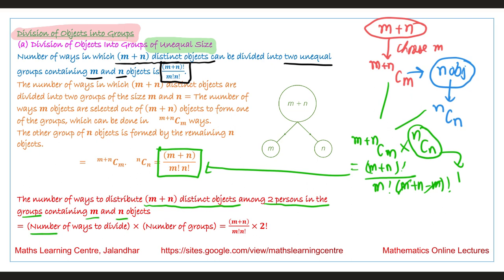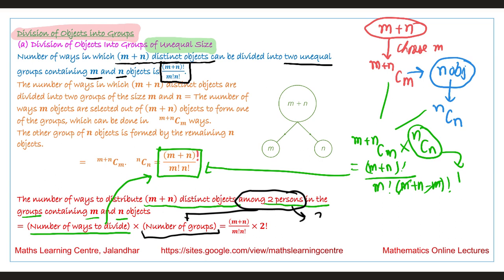So the number of ways to divide, that we have already seen, is m plus n factorial divided by m factorial into n factorial. This is, we have factorial over here, and this term we are saying that it is to be divided among two persons. So the number of groups we now have, how the things can be divided among two persons, it is 2 factorial ways. So the answer we obtain is m plus n factorial by m factorial into n factorial into 2 factorial.